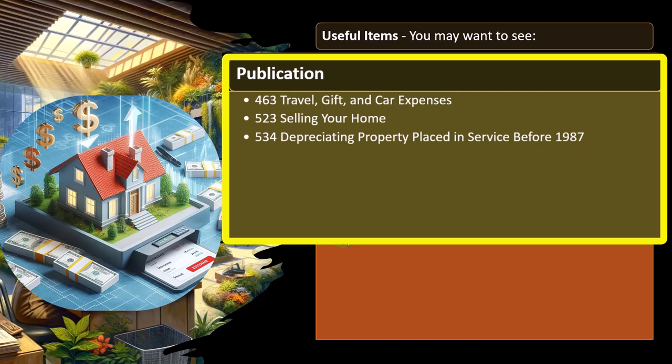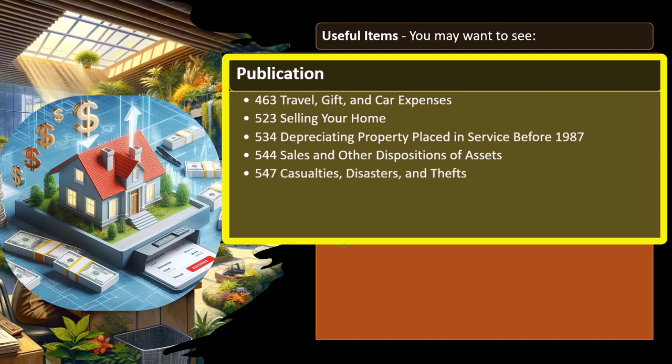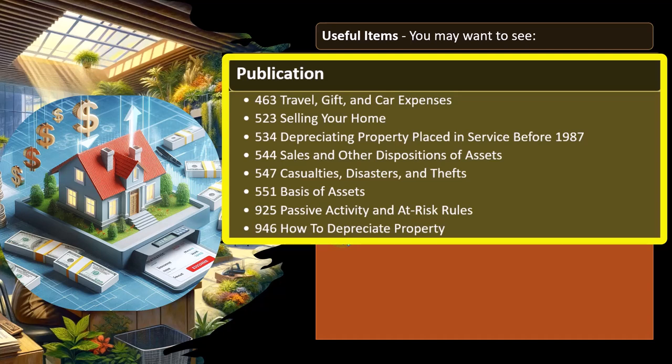Publication 534, depreciating property placed in service before 1987. Publication 544, sales and other dispositions of assets, so when we sell assets that are depreciable. Publication 547, casualties, disasters, and thefts. Publication 551, basis of assets. Publication 925, passive activity and at-risk rules. We might touch on those, because the rental property possibly could be thought of as a passive activity, and you might have at-risk rules that apply as well.